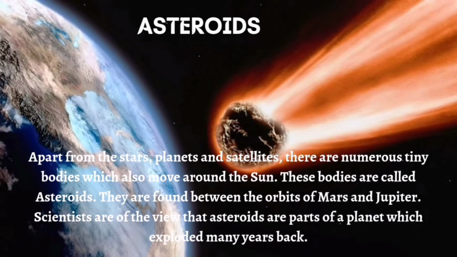Asteroids. Apart from the stars, planets and satellites, there are numerous tiny bodies which also move around the Sun. These bodies are called asteroids. They are found between the orbits of Mars and Jupiter. Scientists are of the view that asteroids are part of a planet which exploded many years back.